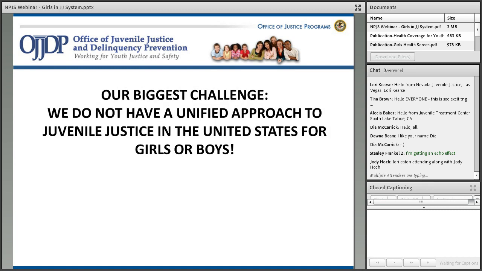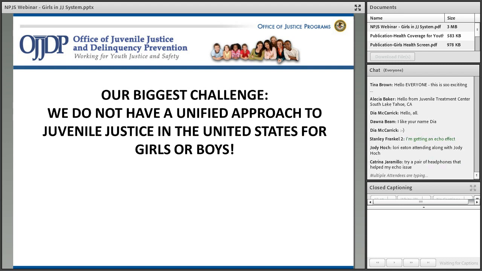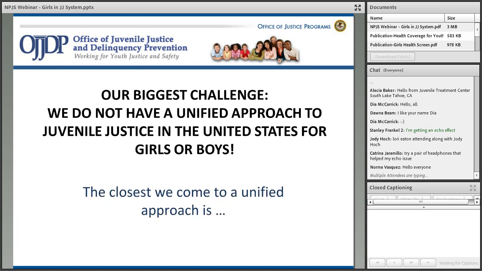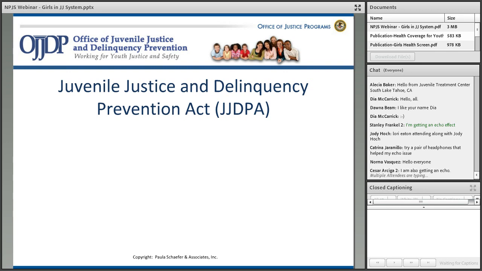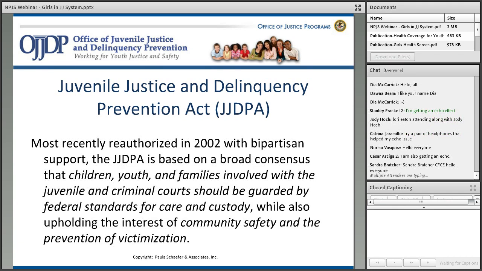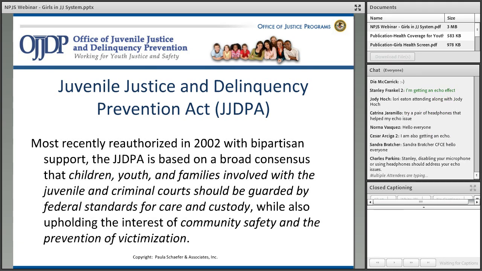Our biggest challenge is that we don't have a unified approach to juvenile justice in the United States, for girls or for boys. The closest we come to a unified approach is the Juvenile Justice and Delinquency Prevention Act, the JJDPA. Many of you are familiar with that. Some of you aren't, and I encourage you to find out more about this. I'm going to talk a little bit about it. The last time the Act was reauthorized was in 2002.